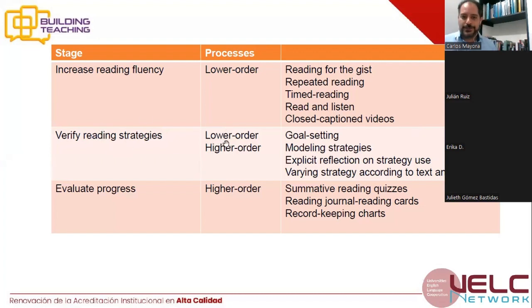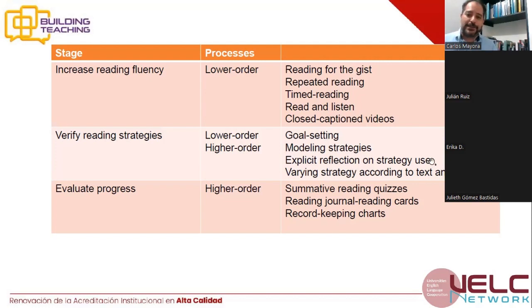Pre-reading strategies. So with this, you will help students develop both lower order and higher order, and teach them to set goals. What is the purpose of reading the text? What kind of information do I expect to get from the text? Okay. If you want students to be good readers, you have to be a good reader yourself. So you have to be a model, to show explicitly how you implement a specific reading strategy, and conduct explicit reflection on a strategy used.